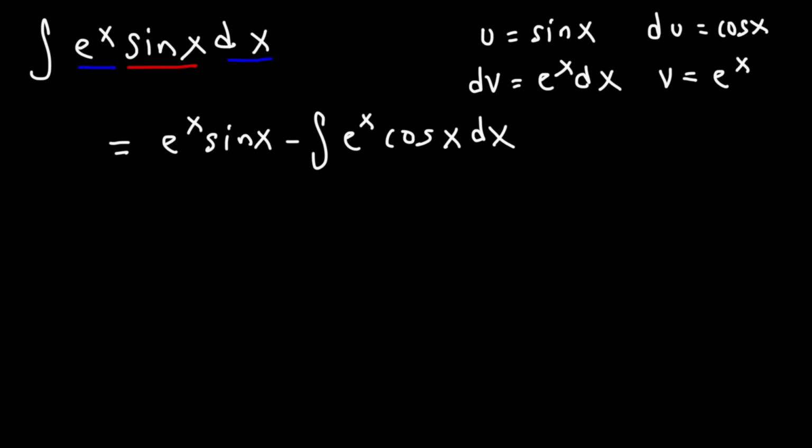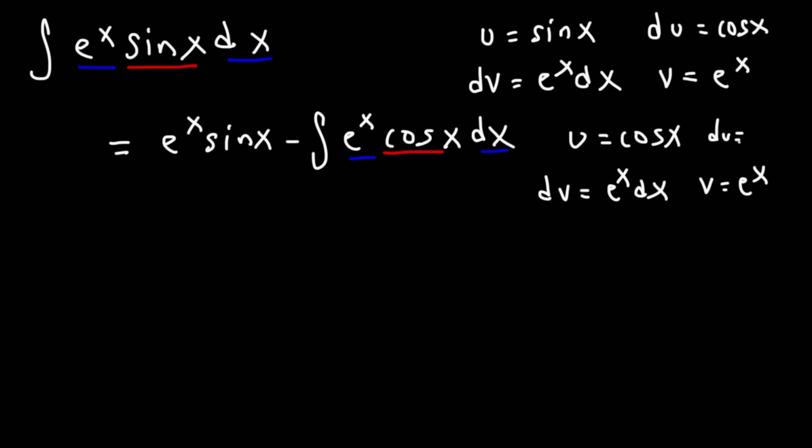So we need to use integration by parts one more time. But this time we're going to make u equal to cosine x instead of sine. And dv is going to be the same. dv is going to be e to the x dx. And v is the same. du is going to be the derivative of cosine, which is negative sine, and then times dx.